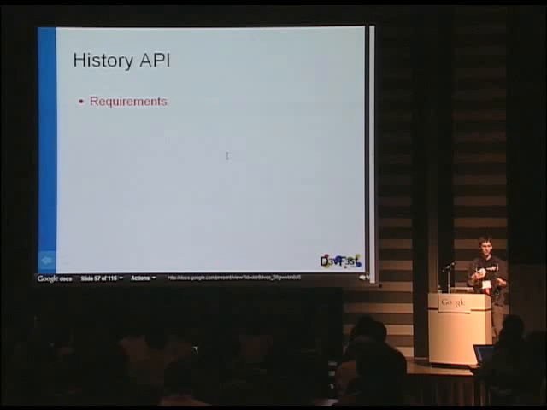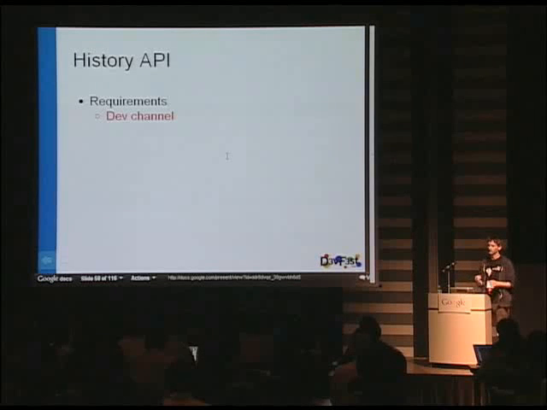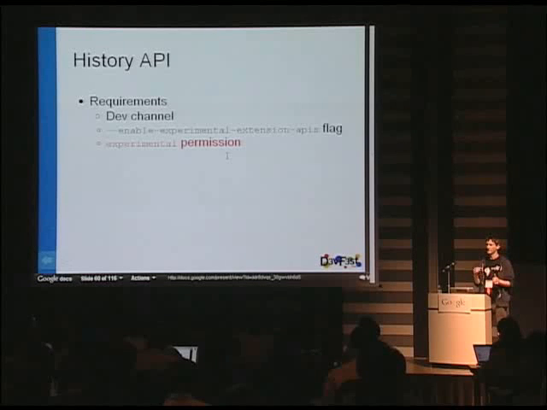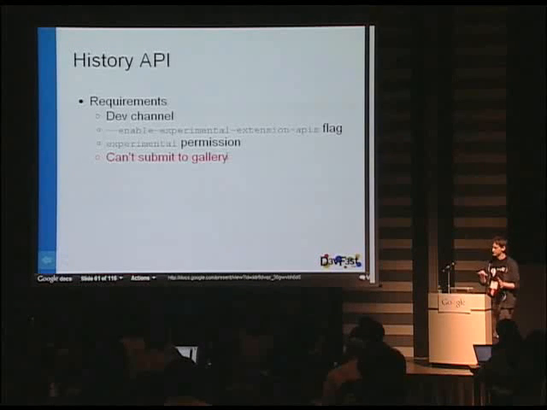So there are a set of requirements when you're using an experimental API. The first is that you have to use a dev channel build. Experimental APIs are only available in the dev channel. Next is that you have to run the browser under a specific flag, which is called Enable Experimental Extension APIs. Then in your manifest file, you have to specify an experimental permission. And finally, you can't submit experimental extensions with experimental APIs to the gallery. Eventually, when these APIs are no longer experimental, you'll of course be able to submit them.